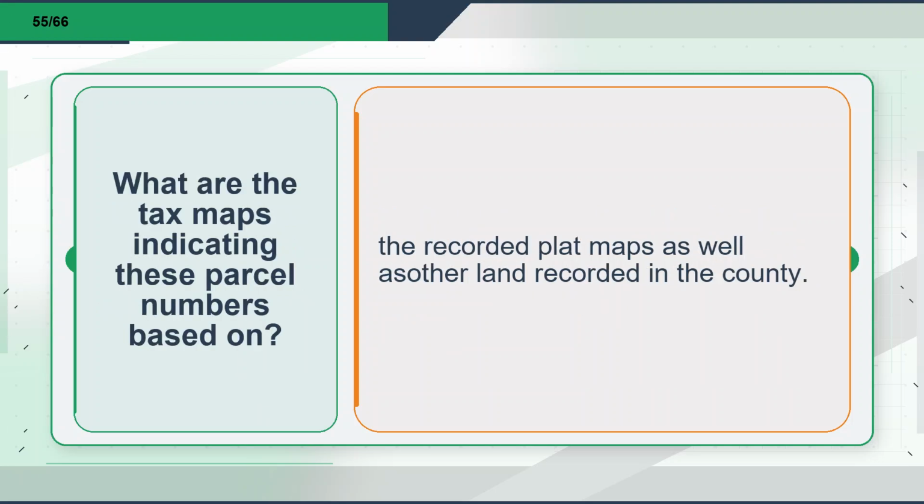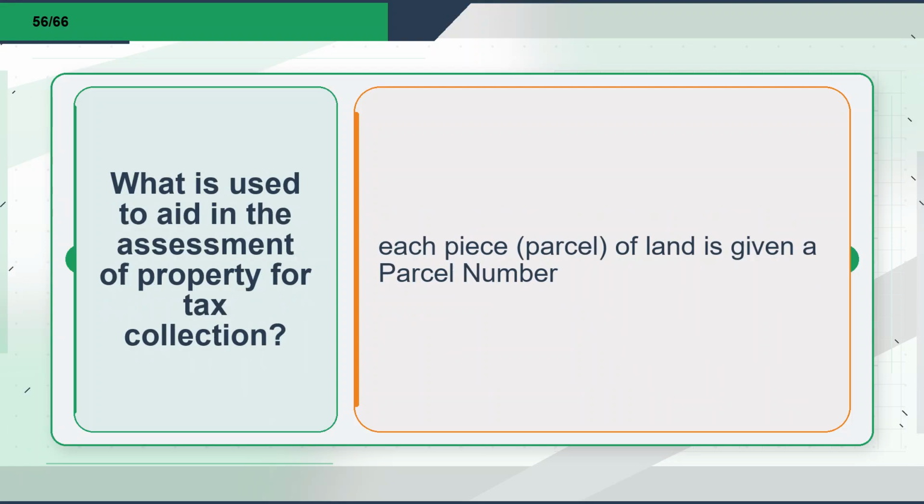Flashcard 55. Term: what are the tax maps indicating these parcel numbers based on? Definition: the recorded plat maps as well as their land recorded in the county. Flashcard 56. Term: what is used to aid in the assessment of property for tax collection? Definition: each piece, parcel, of land is given a parcel number.